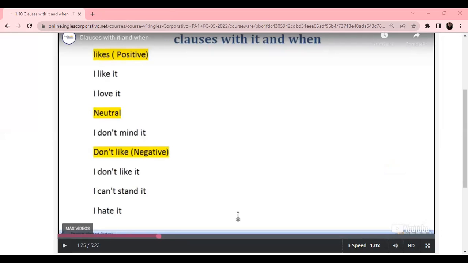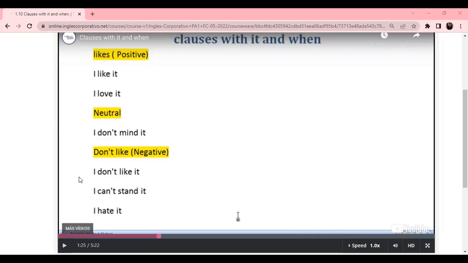Now, you already put the positive. Let's try to write one neutral and one negative. Remember, don't like it. It's like, I don't like it. I can't stand it. It's like, oh, I can't stand it. And hate it is like, I hate it, right? So let's go ahead and write our examples there, right? So we can see one neutral and one negative.